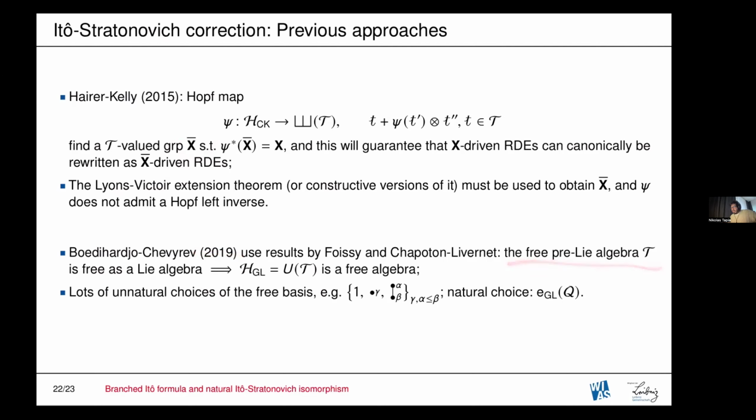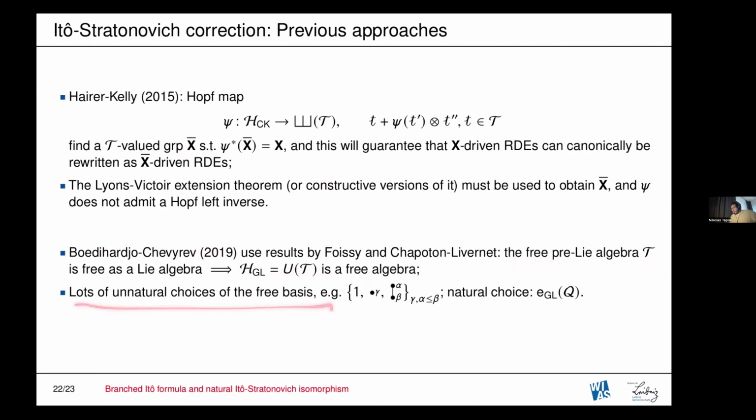some results on the free pre-algebra to build some isomorphism. But the problem, while they get an isomorphism which is not depending on Lyons' Victoir, the problem is that it's not natural. Because what you need to do here is choose a basis for a generating set for the free algebra, and this is not an easy thing to do.